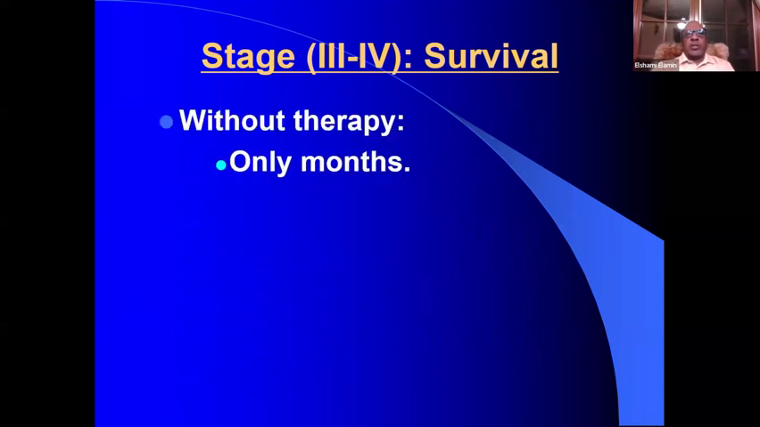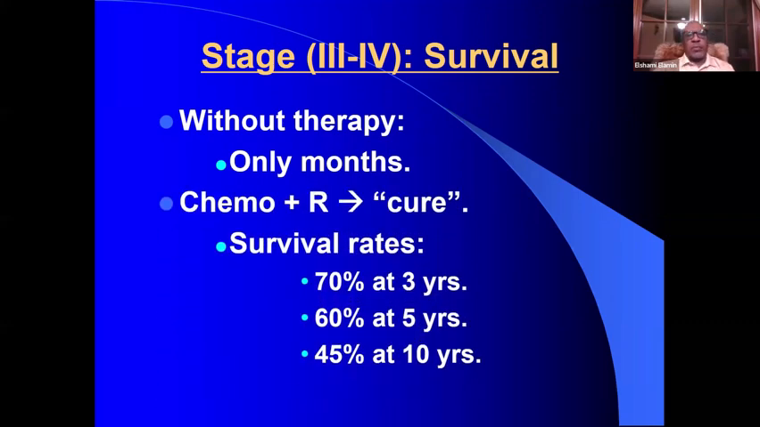Here is the survival for the stage 3 and 4 without therapy, only months. So it is a deadly disease, diffuse large B-cell lymphoma stage 3 and 4, not treated, patient dies within months, less than 6 months. Chemotherapy with rituximab and CHOP, Pola-CHP, may cure patients with a survival rate of 70% at 3 years, 60% at 5 years, and 45% at 10 years. This is the rituximab era. So maybe with Pola even better.